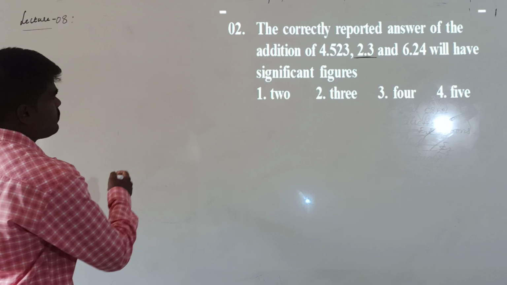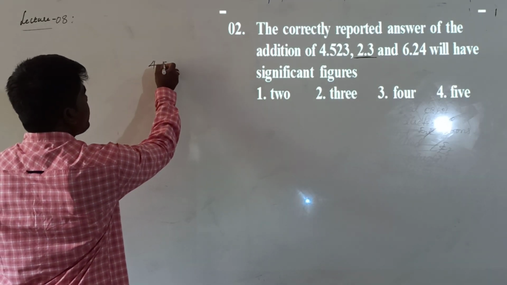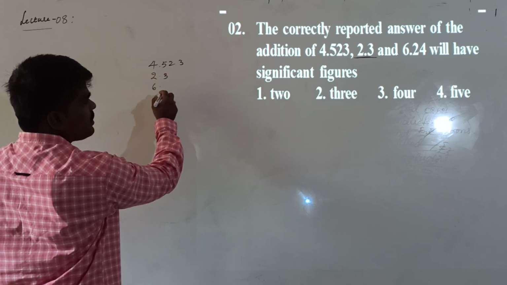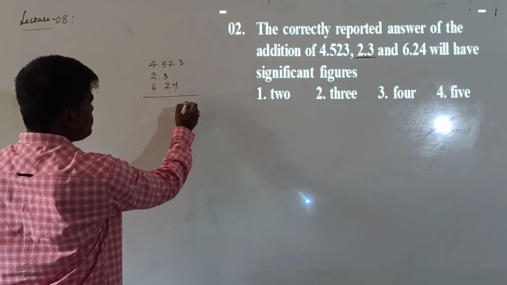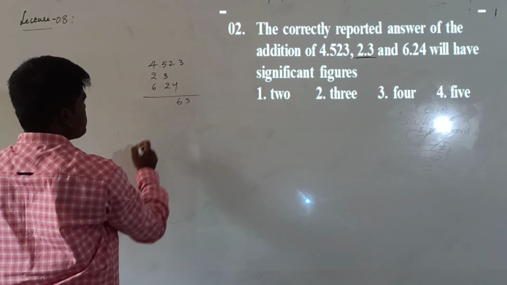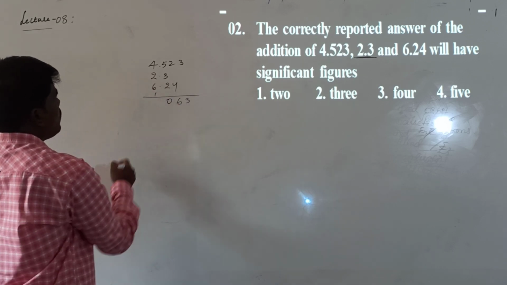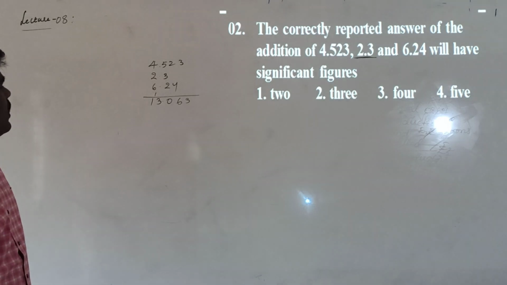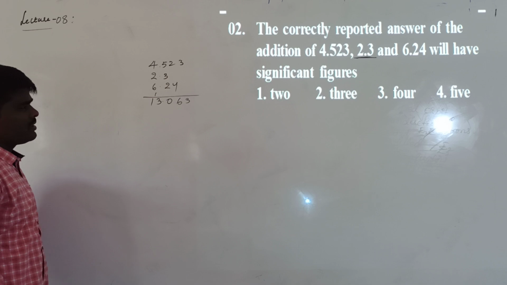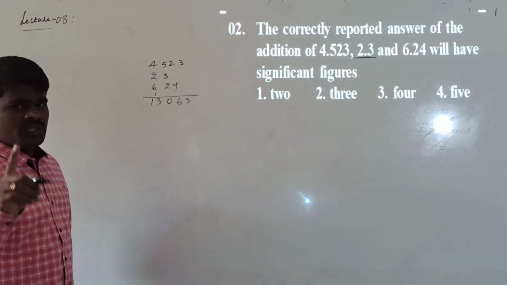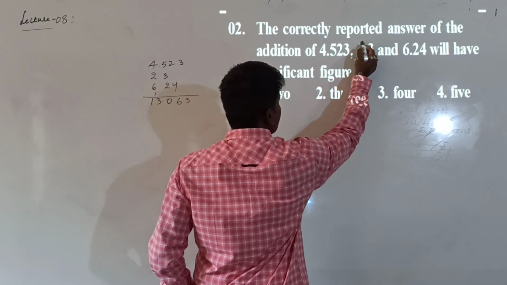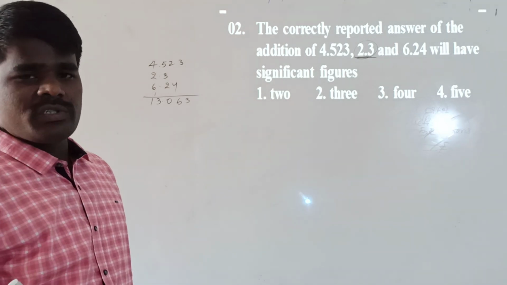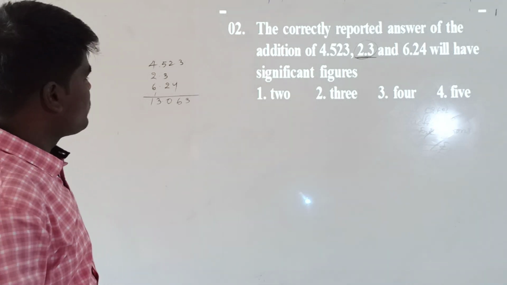So let us see the values. 4.523, 2.3, 6.24 as well. It comes to be 13.063. But the value should be reported with only 1 decimal position. Since 2.3 has only 1 decimal position, the resultant value of the addition should be reported with the same number of decimal positions as the value having the least number of decimal positions.